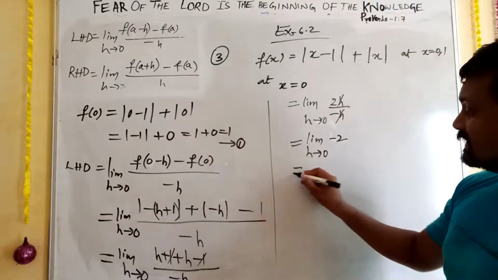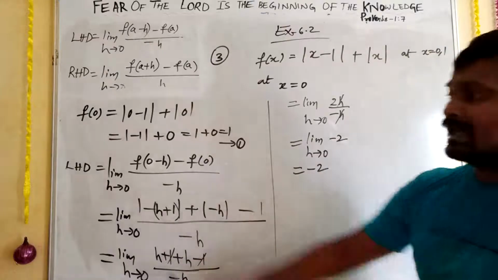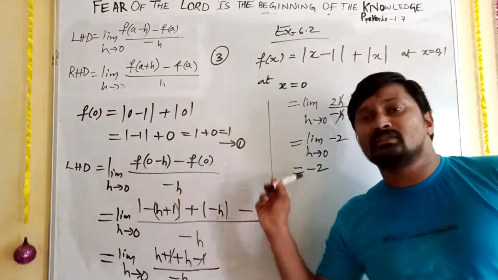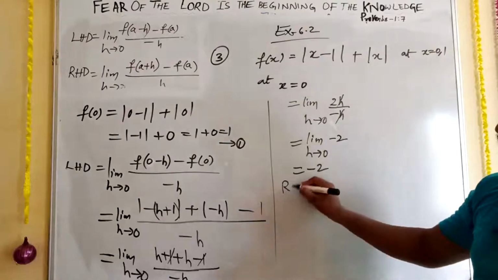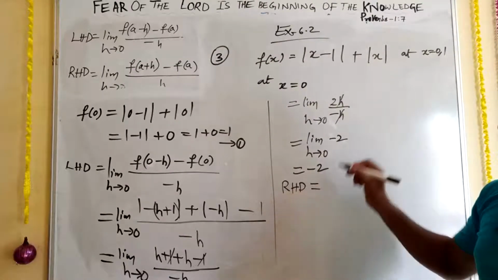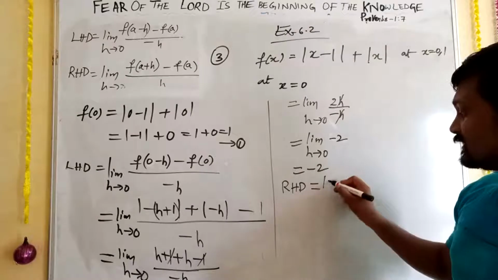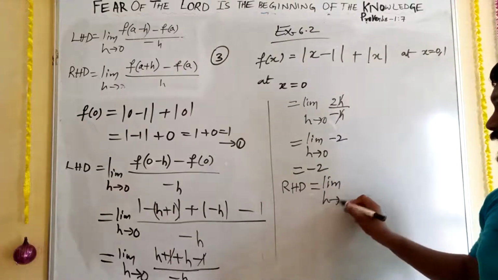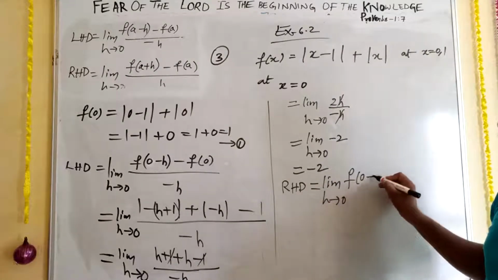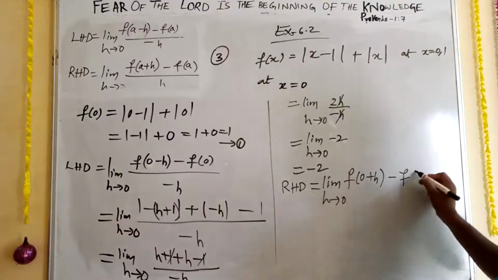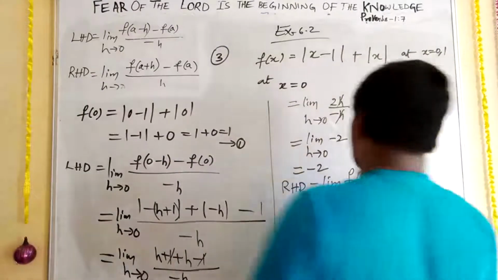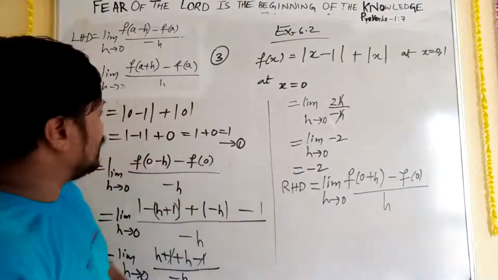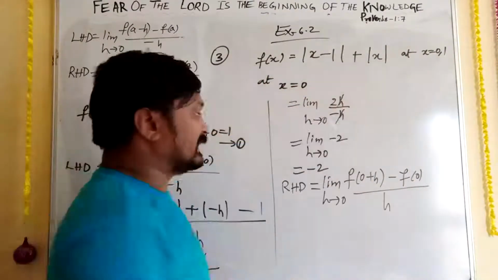So you got the answer here as minus 2. So LHD you got as minus 2. Now you need to go for RHD. So when you go for RHD, what are we going to get? RHD is equal to limit h tends to 0, f of 0 plus h minus f of 0 upon h. So 0 plus h means h. So you have to substitute h here, then get your answer.